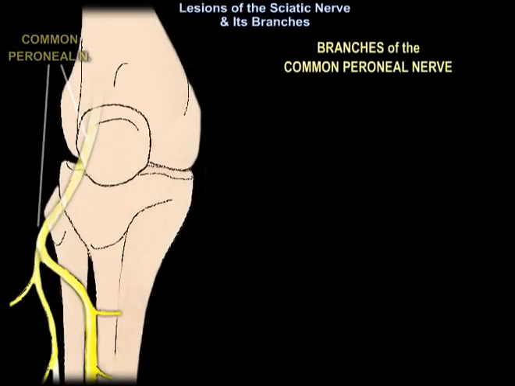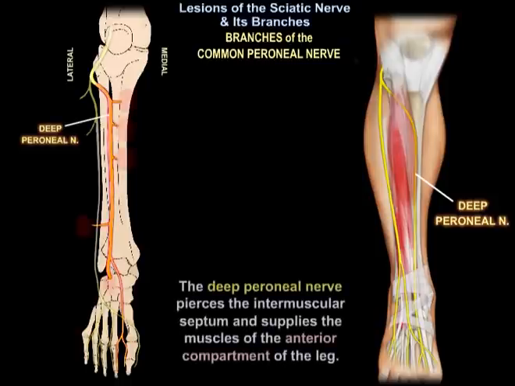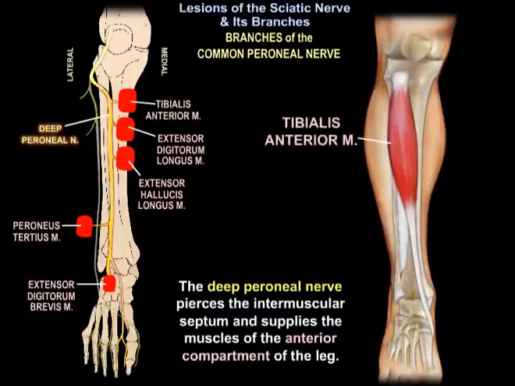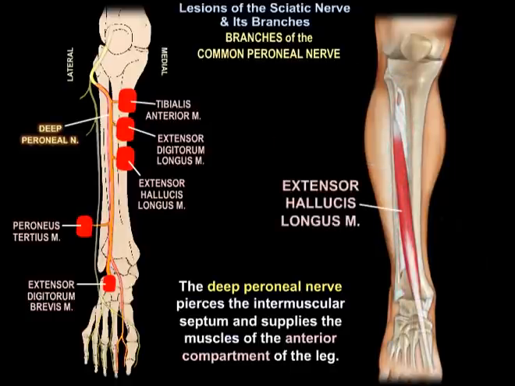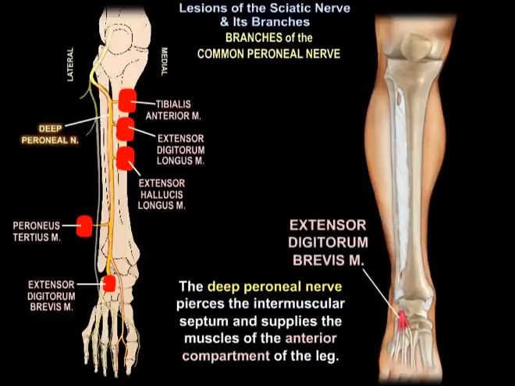The other branch is the deep peroneal nerve. The deep peroneal nerve pierces the intermuscular septum and supplies the muscles of the anterior compartment of the leg, the tibialis anterior, the extensor digitorum longus, the extensor hallucis longus. It also gives innervation to the peroneus tertius and to the extensor digitorum brevis on the top of the foot.